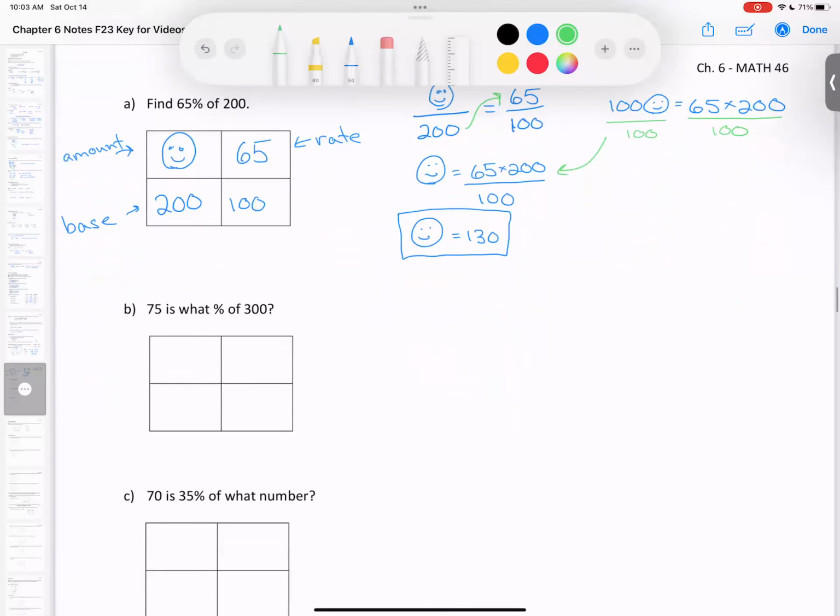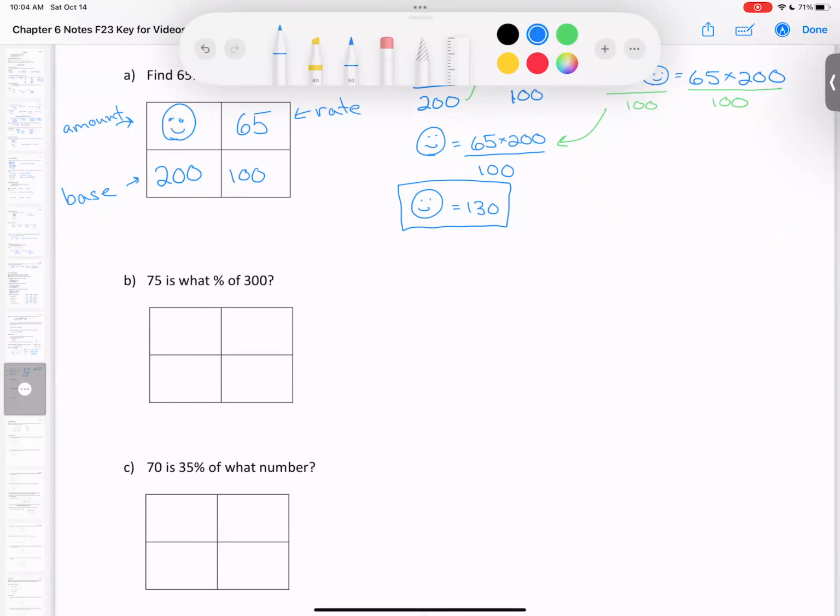Okay, next one. So we have 75 is what percent of 300? Okay, so we want our amount on the top left there. So our amount is the 75. Notice it's closest to the word is. Okay, is what percent? So our what is our rate? That is unknown. We always put 100 down here in the bottom right. And our base here is 300. So our proportion, or equivalent fraction, is 75 over 300 equals x over 100.